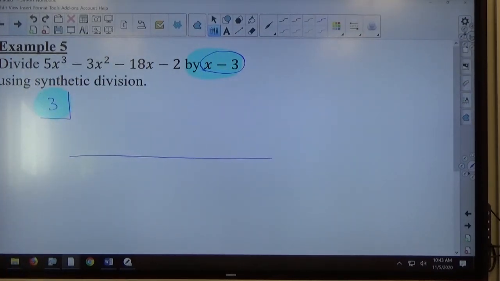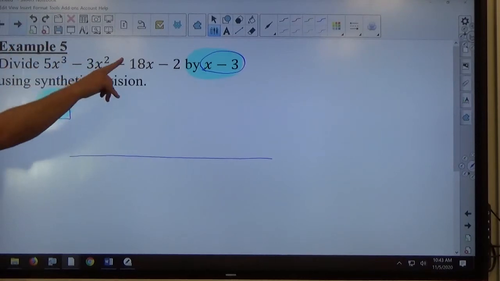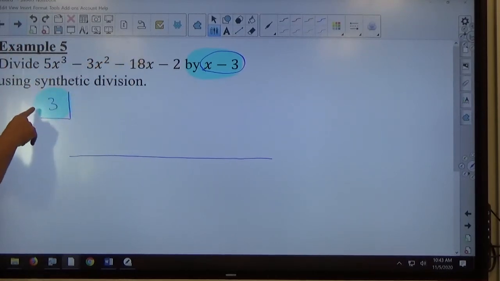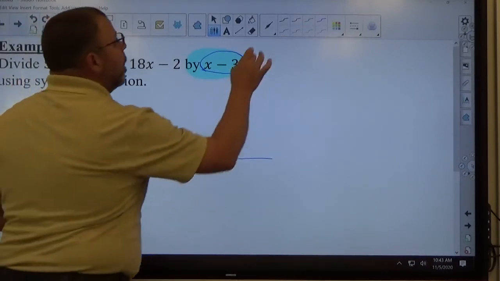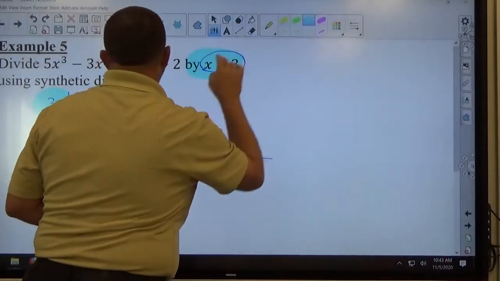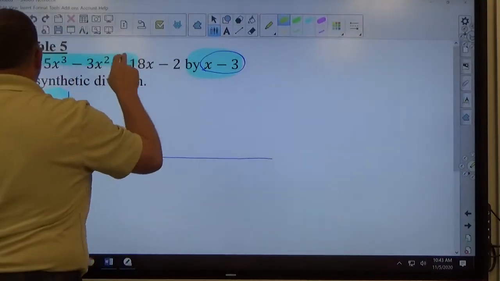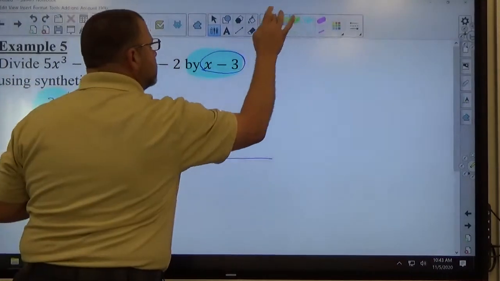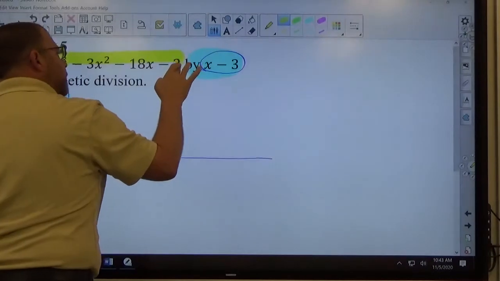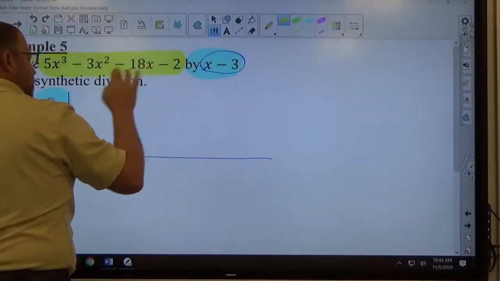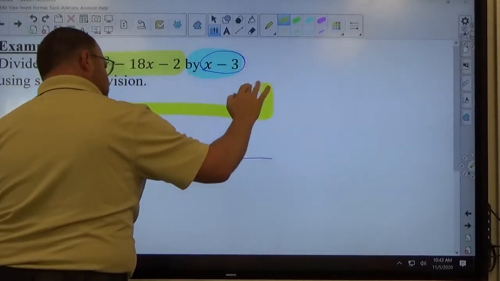We're dividing by an x plus or minus something. If it's x plus, it's a negative. If it's x minus, it's a positive. Whatever that number is, change the sign. What is right here, that's supposed to be yellow. What is right here affects what goes right up in here.